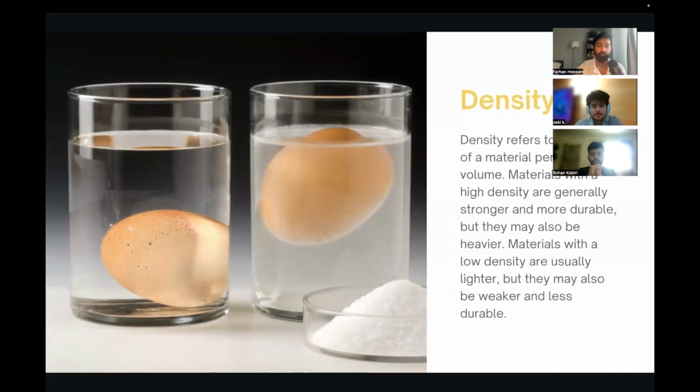So one of the first elements we'll look at is density. Density describes the mass to volume ratio of that material. A more dense object usually feels heavier for the same volume, and a less dense object feels lighter. Zaki, can you give me an example of a less dense and a more dense material?